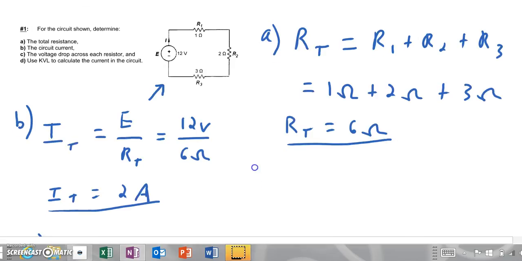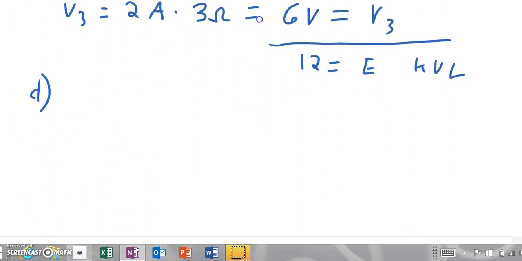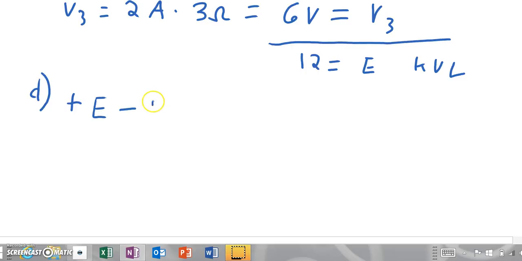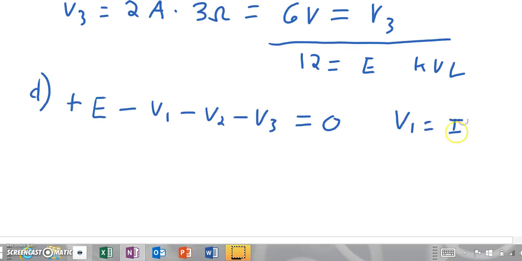So when we write KVL, we'll say that we have plus E, subtract V1, subtract V2, subtract V3. This completes the loop. KVL says that sum is equal to 0. Now, the next thing we want to do is say that V1 equals I times R1, V2 equals I times R2, V3 equals I times R3.